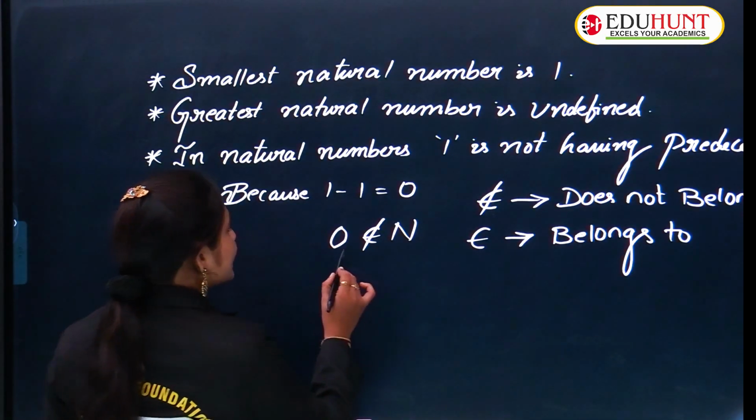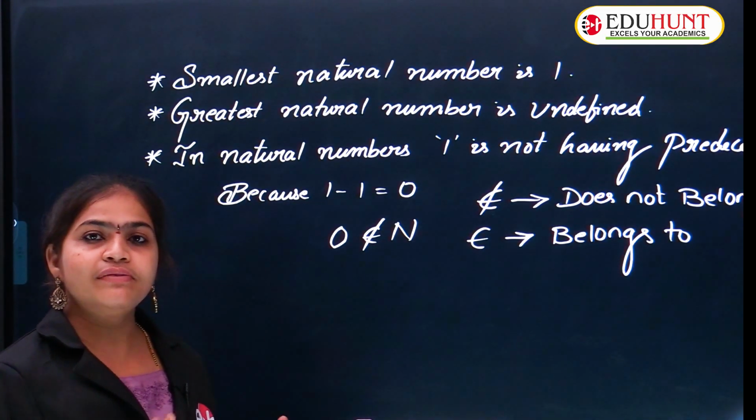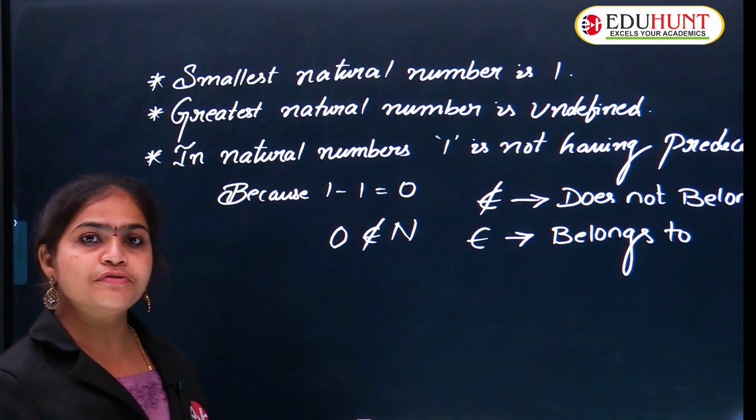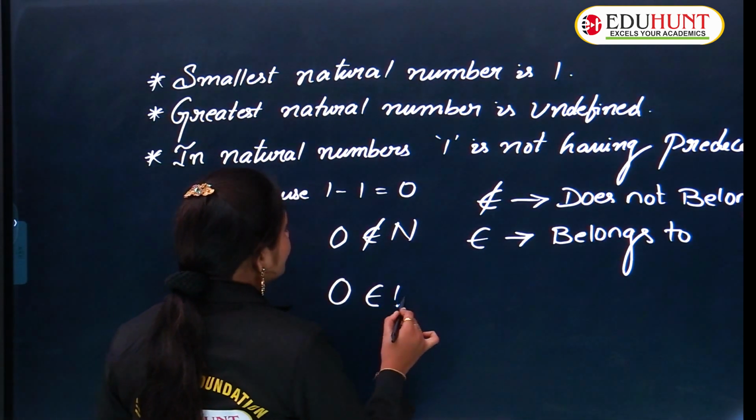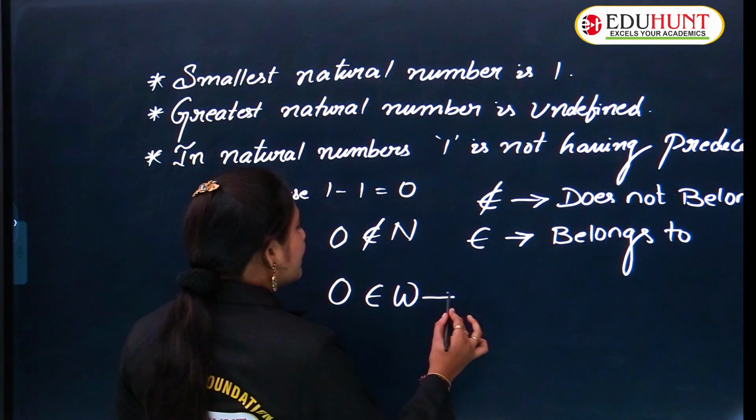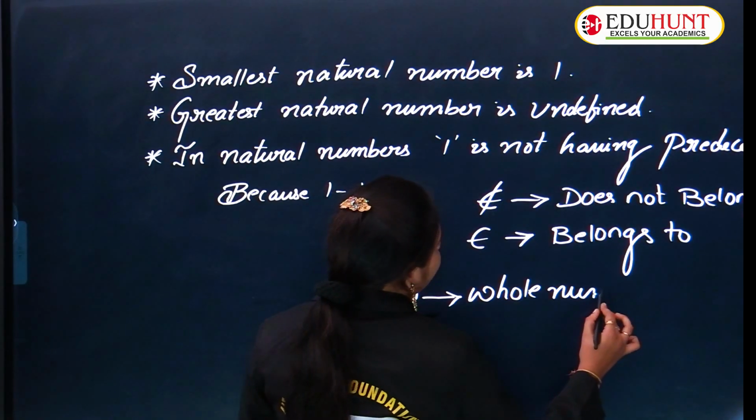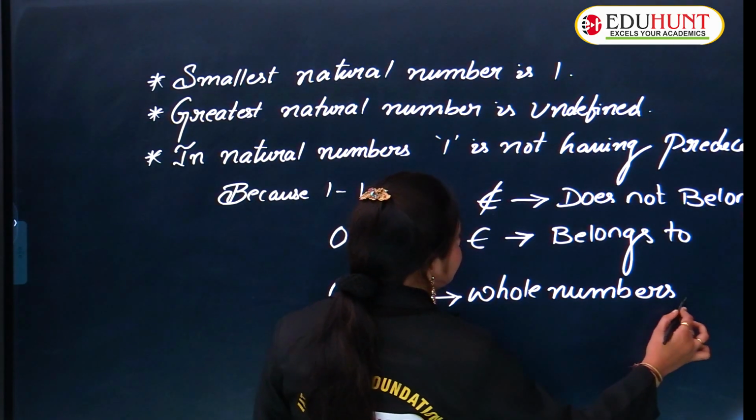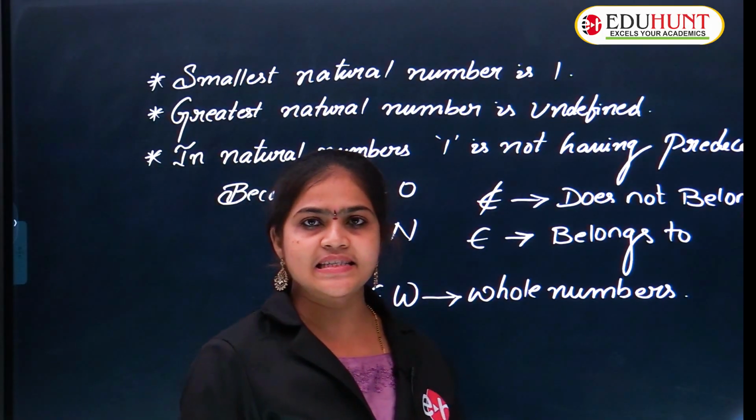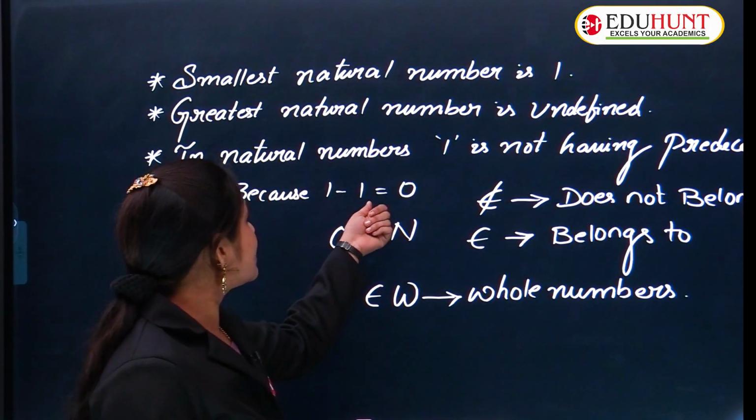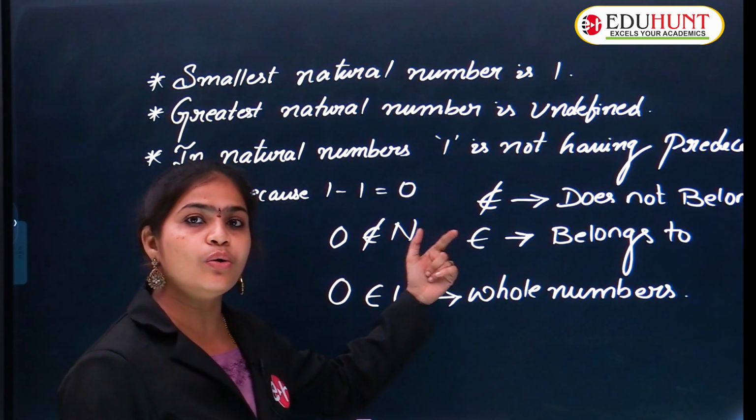Now 0 is not there in natural numbers, we know that. But where can we observe 0? In which set of numbers can we observe 0? Here 0 belongs to whole numbers. W represents whole numbers. Understood? That's why in natural numbers 1 does not have a predecessor. The predecessor of 1 is 0, and we can observe 0 in whole numbers.